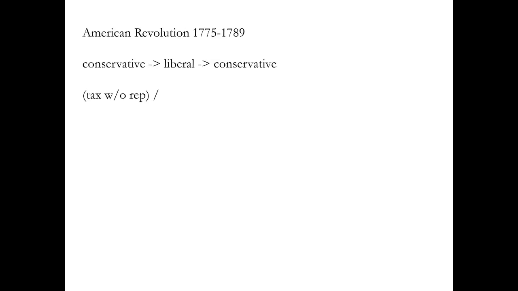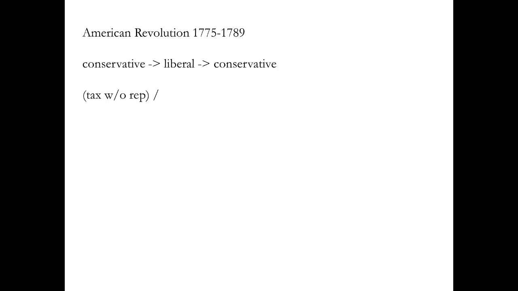The American Revolution starts as a conservative revolution, gets liberal, goes back to being conservative. By the time you get to the Constitution being created, we're back to being a conservative change, a conservative revolution. So it goes in waves. In the beginning, it's a very conservative revolution.